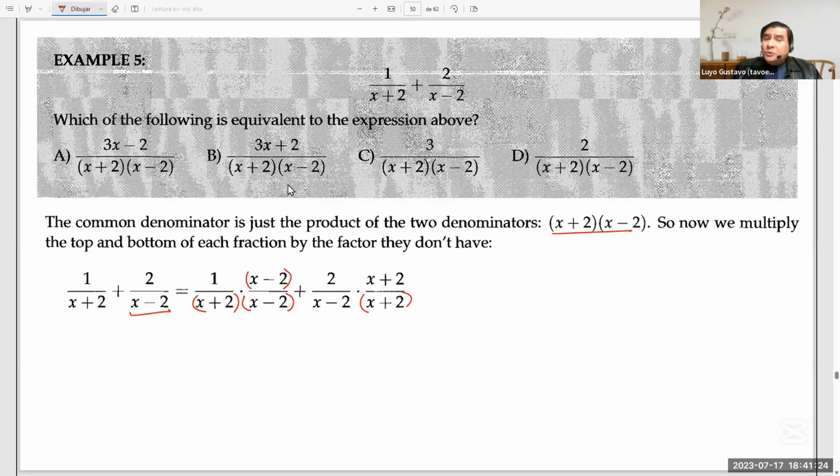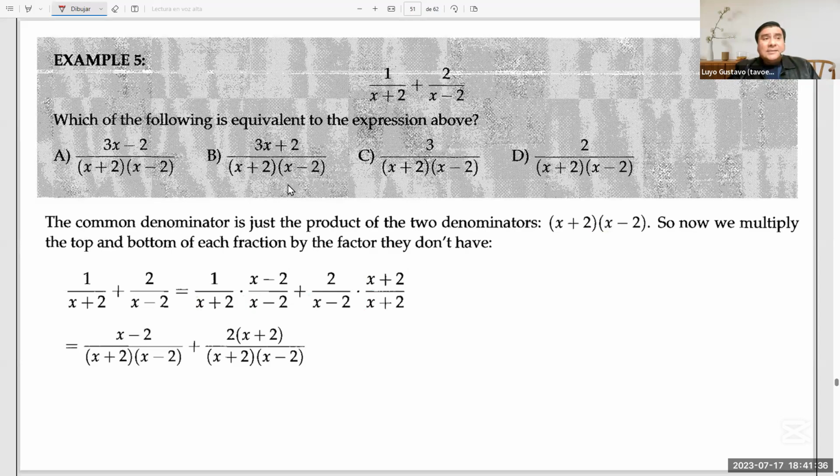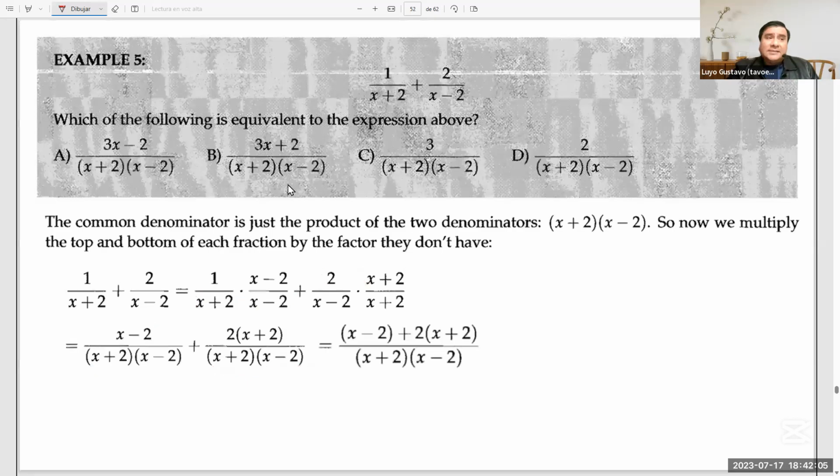Similarly, the second term, you multiply by the factor x plus 2 in the denominator in order to have the same common denominator, this one. So we need to multiply the numerator by the same factor. So what do we get? From this, we get this. Notice, here, these two will get multiplied, and these will be the two fractions with the same common denominator now. 1 times x minus 2 is this. 2 times x plus 2 would be this. So now, since they have the same denominator, you can directly add the numerators. What do we get? This.